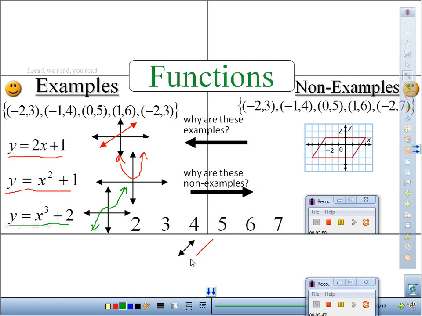Okay? So check this out. A refresher from last year, functions. This is called a linear function. This one's called a quadratic function. And this one, since it has an exponent of 3, it's called a cubic function. Okay? So I just wanted to show you what it looks like in a graph representation.